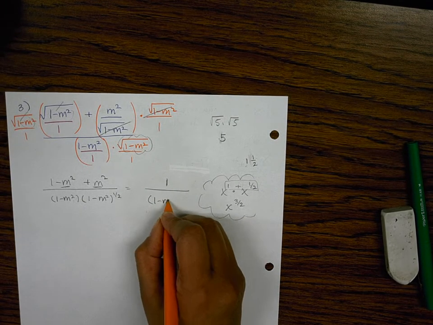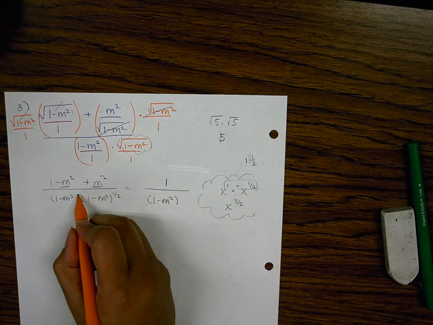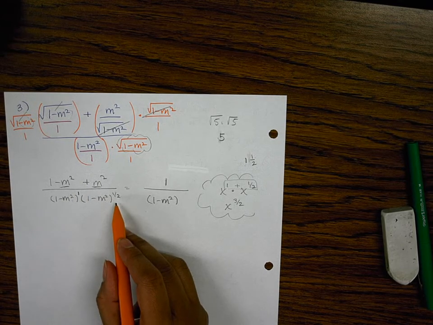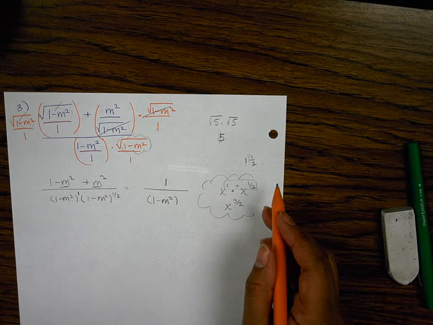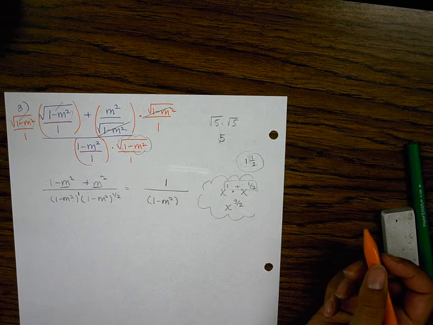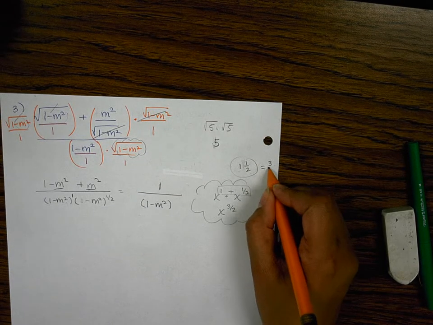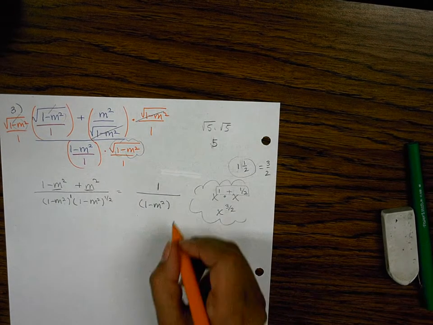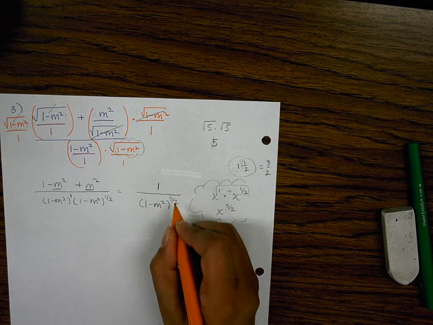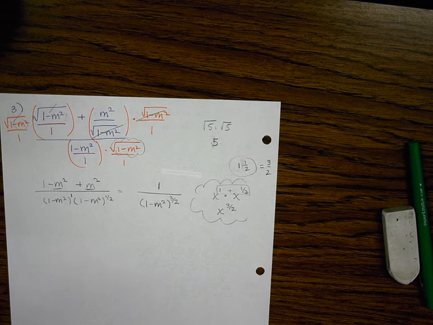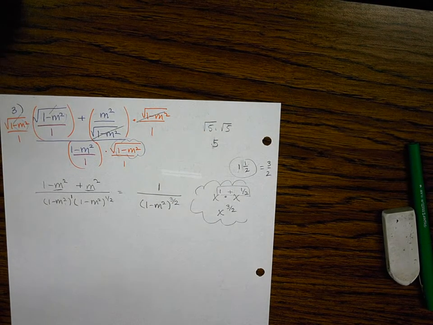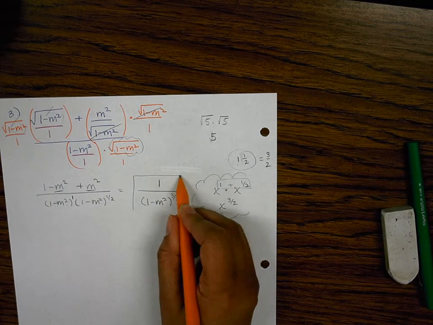All right, so with that being said, these two bases are the same, so it's going to stay the same. 1 minus m squared. This has a power of 1. This has a power of 1/2. And 1 plus 1/2 is 1 1/2. And 1 1/2 is 3 over 2. So my power in the denominator is 3/2.